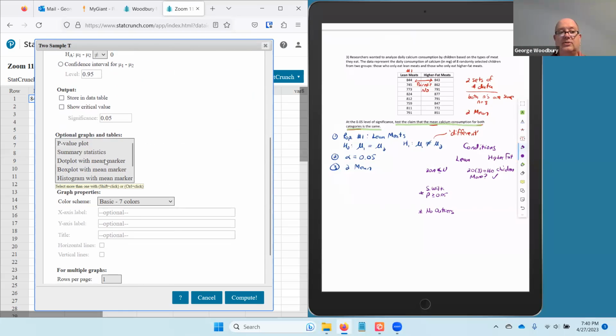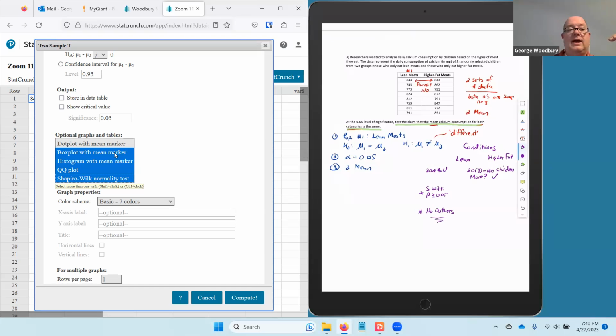What's different is if we scroll down to the optional graphs and tables, you want to start at box plot and highlight all the way down to Shapiro-Wilk. The two that we actually need are just the first and the last of those. Box plot is going to show us if there are any outliers, so we can check this last condition. And the Shapiro-Wilk normality test will help us check that middle condition. Compute.